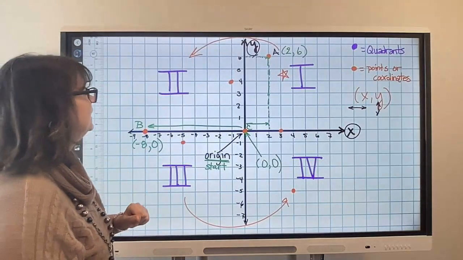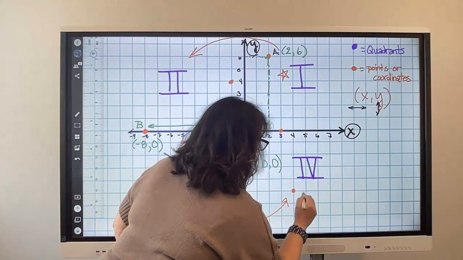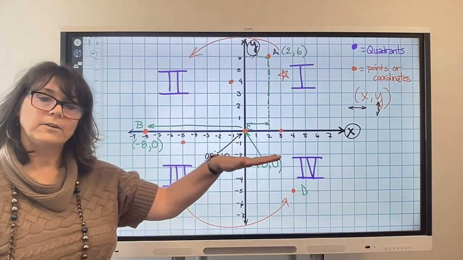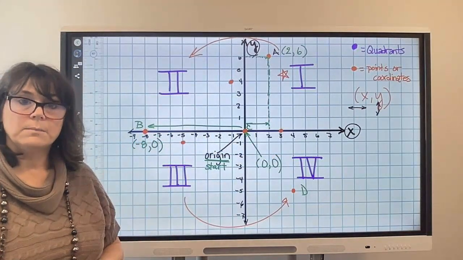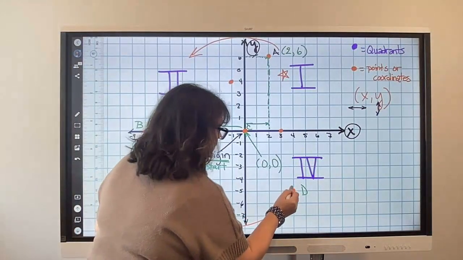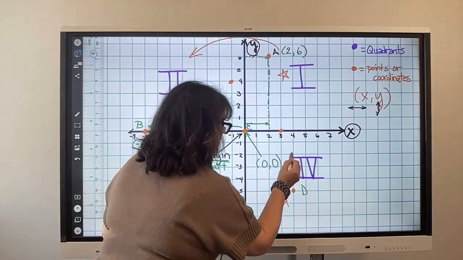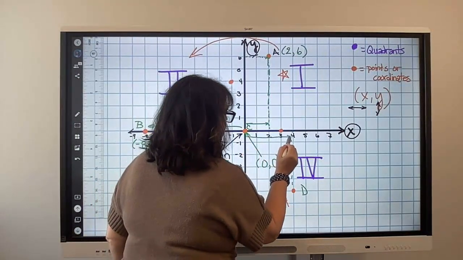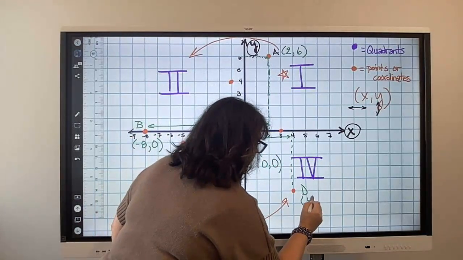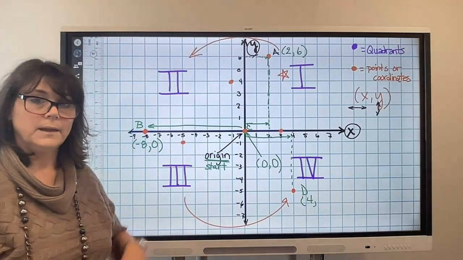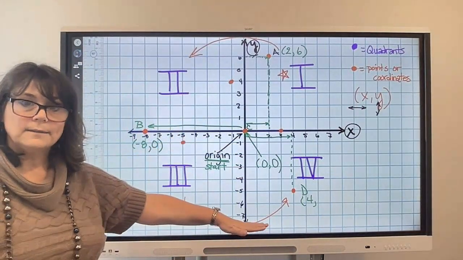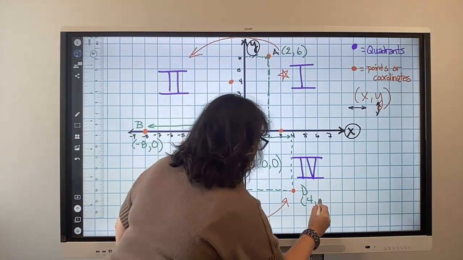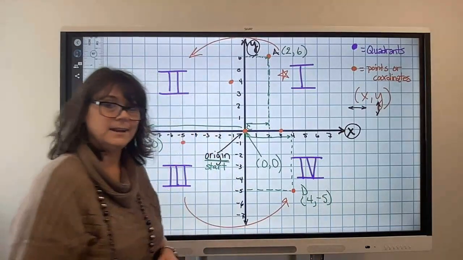Let's try another one. Let's look at this one right here. We'll call this D. So again, we're going to start with our x value. We're going to see how far to the right or how far to the left are we moving to get to that point. So what I'm going to do is I'm just going to draw a dashed line to help me see where it's coming to the x-axis. Notice it's 4 spaces over. So my x value for this coordinate is +4. Notice we're going below the x-axis. How many spaces are we going below? 5. So that coordinate would be 4, -5.